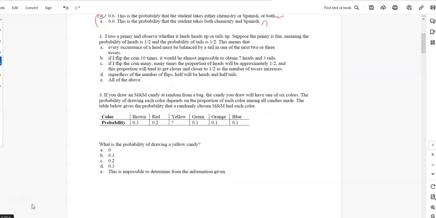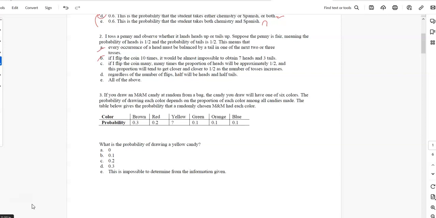Toss a penny and observe whether it lands heads up or tails up. Suppose a penny is fair, meaning the probability of heads is 1/2. This means that every occurrence of head must be balanced by a tail. Well, certainly that's not always true, right? There's random chance of this. If I flip 10 coins, it would be almost impossible to obtain no heads. No, that definitely could happen, so that's not it.